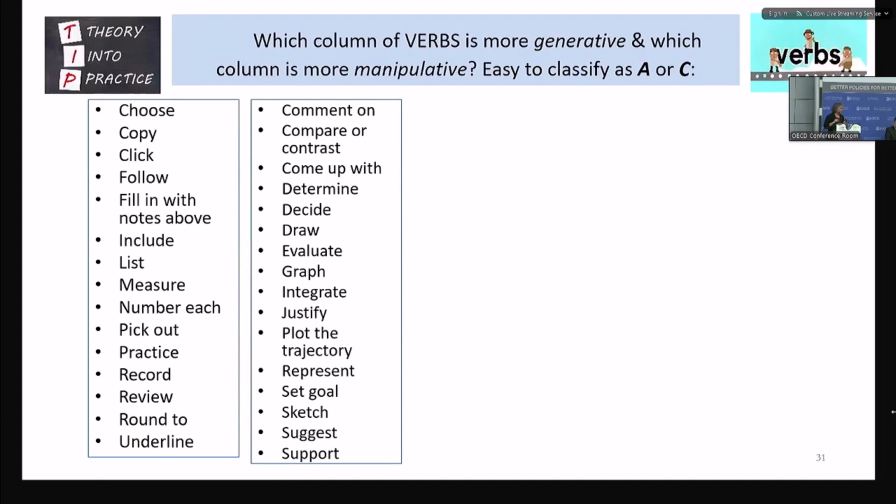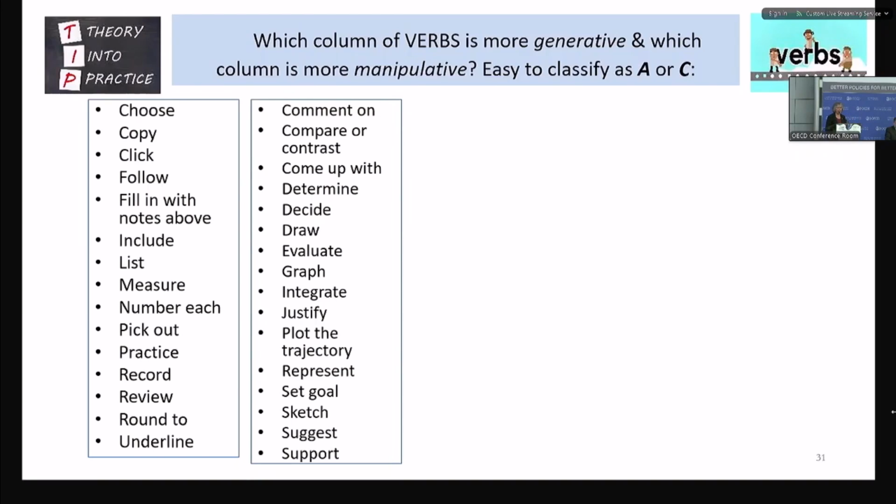Applying the tips again: which column of verbs is more generative and which one is more active? So let's go to the first one. If you have a column of verbs like choose, copy, click, follow, fill in, who says that one is active? Very few. Okay, now go to the second column. If you have a column like comment on, compare, contrast, come up with, determine, decide, who says that's constructive? Right, that column it's easy to decide that's constructive.